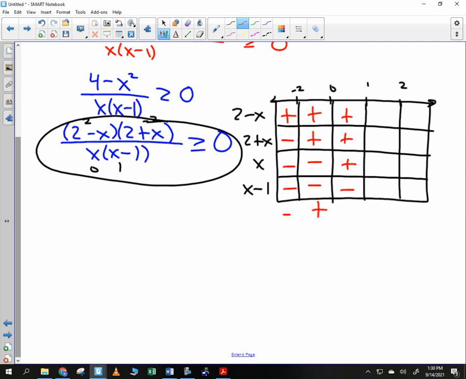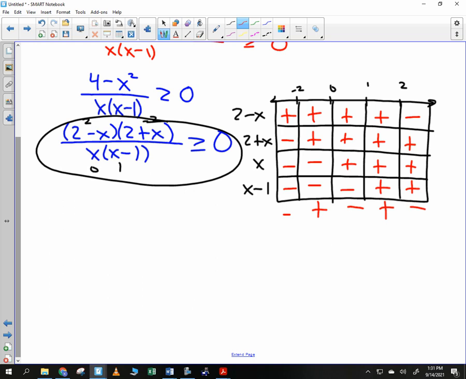What about between 1 and 2? 1.5, 2 minus 1.5 is a positive, positive, positive, positive. Well, they're all positive. Sweet. Then we want to plug in 3. Oh, 2 minus 3, that's going to be a negative.